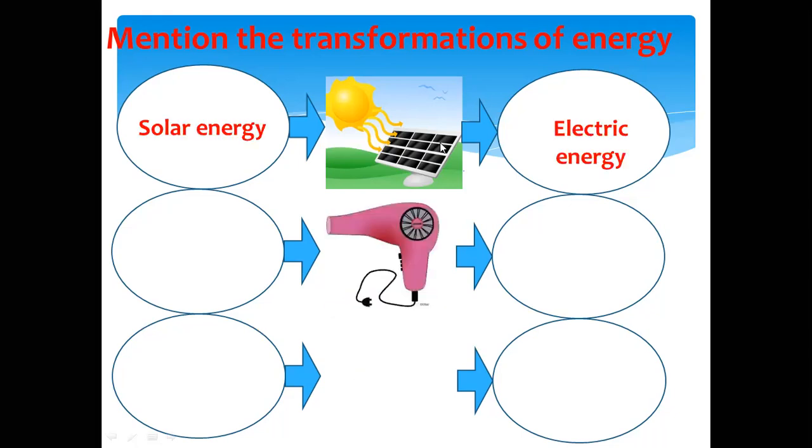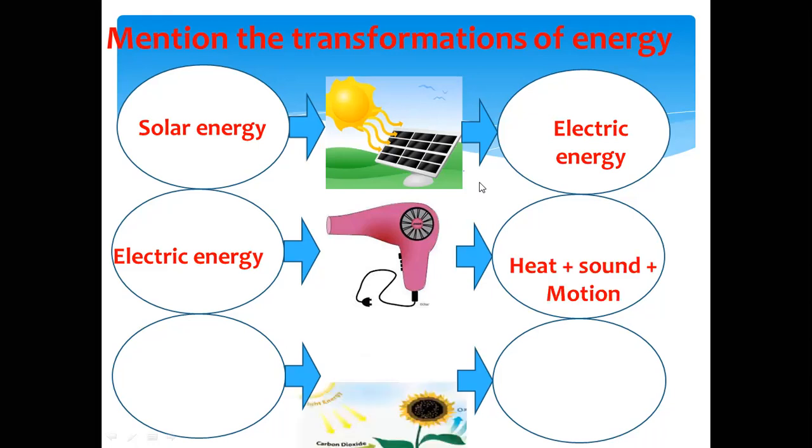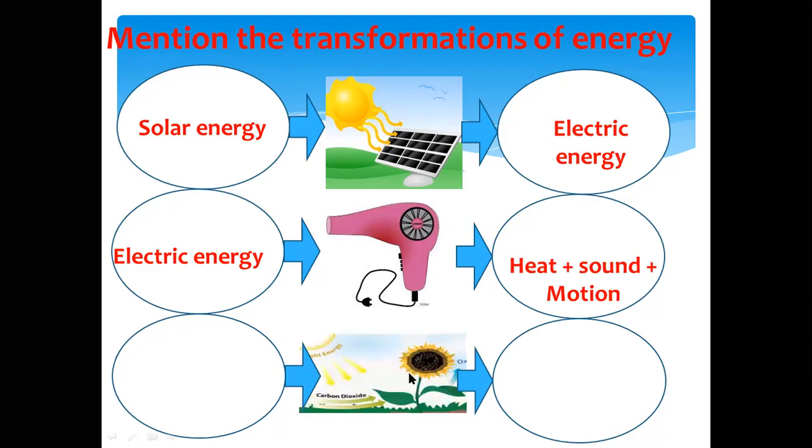What about the hair dryer? It takes the electric energy and transforms it or changes it to sound, heat, and motion energy. What about the plant? The plant takes energy from the sun. And what else? What did it do with it? Transform to chemical energy. It takes the energy from the sun to cook food in the leaf and transform it to chemical energy. What about the food we eat?